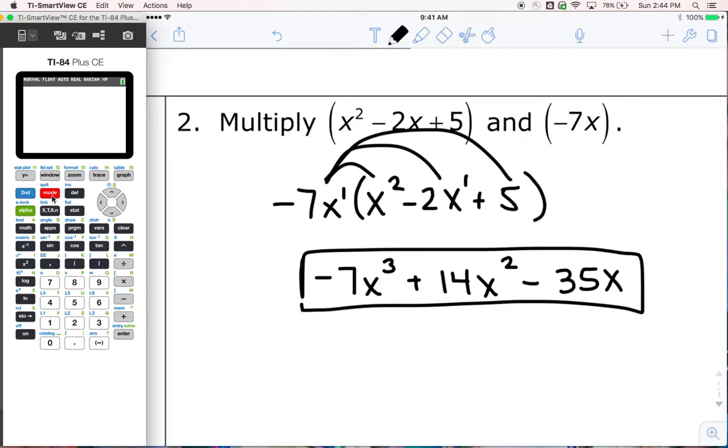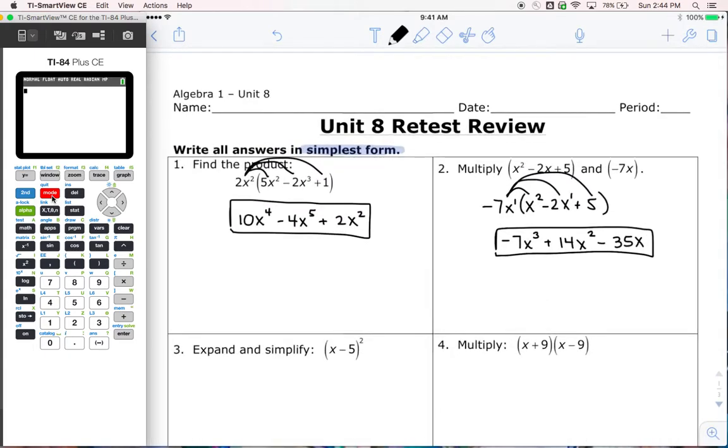Now, to save time, I'm not going to show you that I'm checking my answer in my calculator, but that is definitely something that you should pause the video and do just to make sure that you know how.